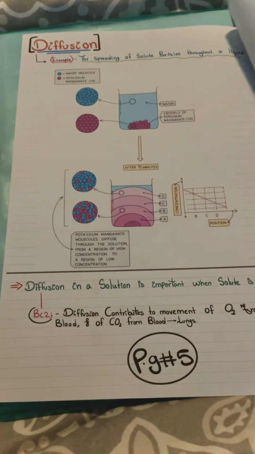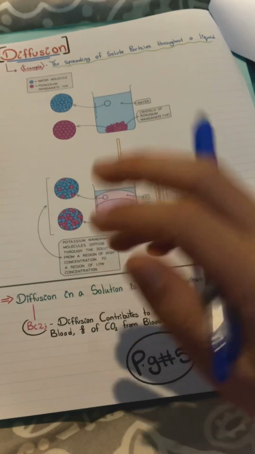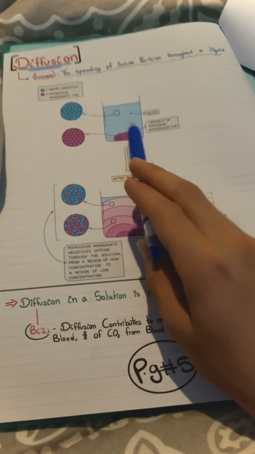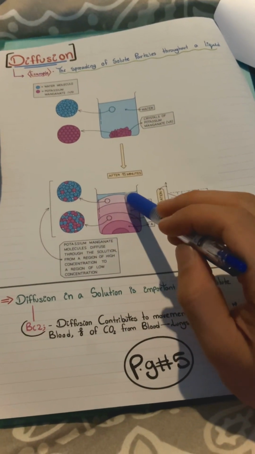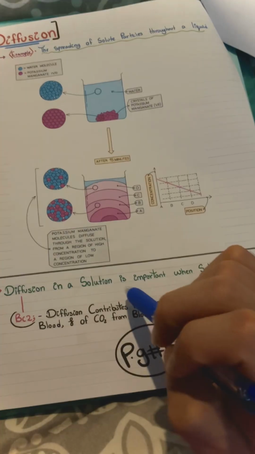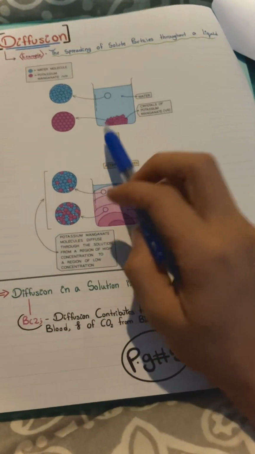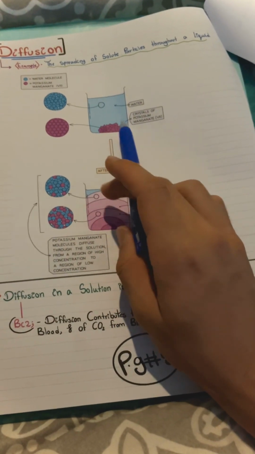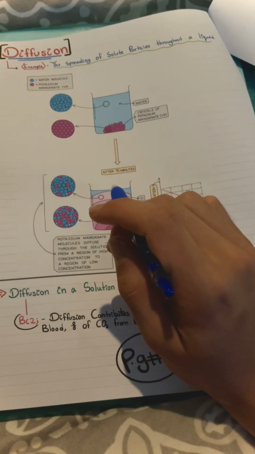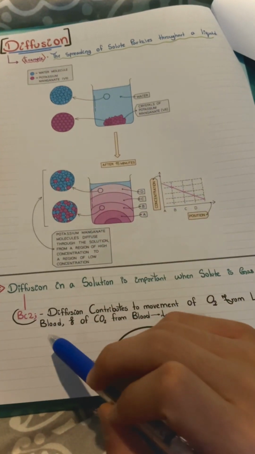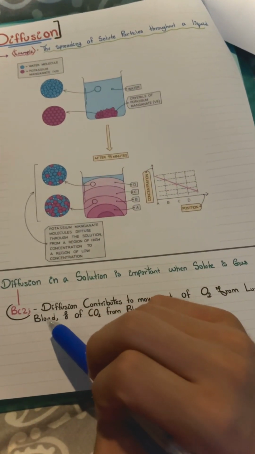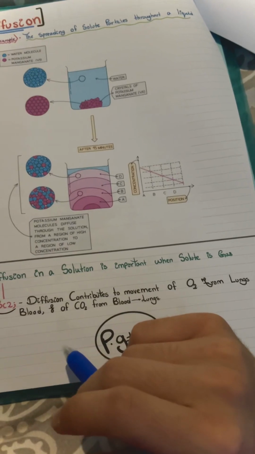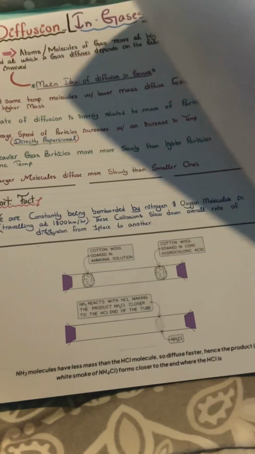Going to the next page. So diffusion, for example here, is the spreading of solid particles throughout the liquid. As you can see, these are the solid particles placed inside the liquid, and step by step they begin to spread. Diffusion in a solution: as you can see here, there's a high concentration of the solid particles bunched together, and then it begins to evenly spread among the solvent. Diffusion is also important because it contributes to movement of oxygen from the lungs into the blood and carbon dioxide from the blood to the lungs.